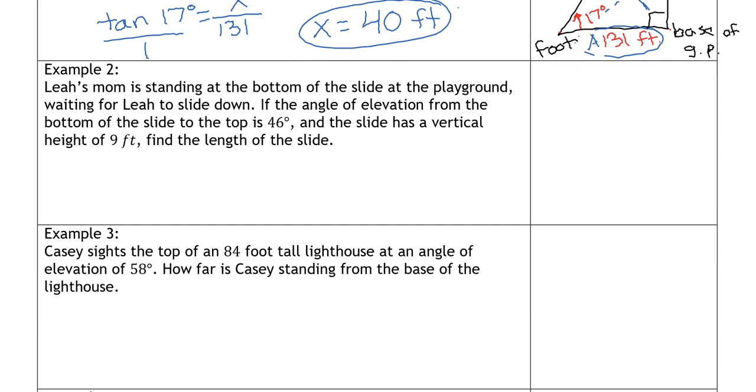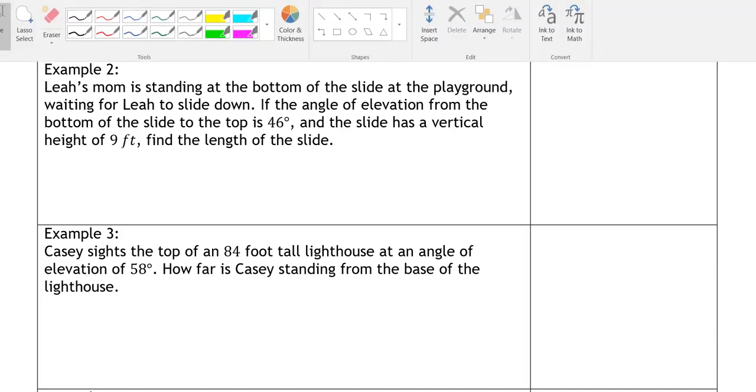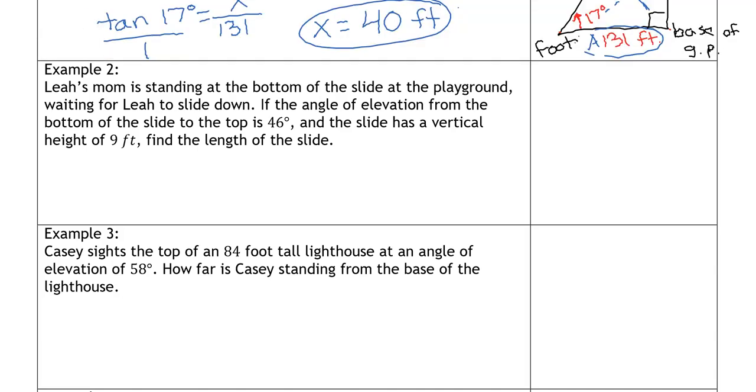Leah's mom is standing at the bottom of the slide at the playground, waiting for Leah to slide down. If the angle of elevation from the bottom of the slide to the top is 46 degrees, and the slide has a vertical height of 9 feet, find the length of the slide. So again, now I'm just going to draw my right triangle, just like this. So this is going to be Mom. This is where the top of the slide is. Right, and that's about all we know.